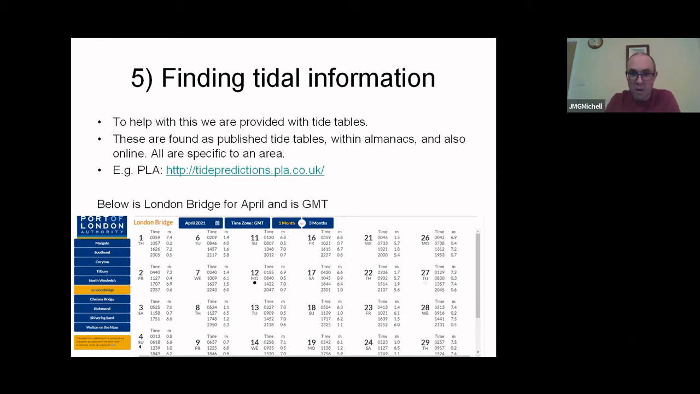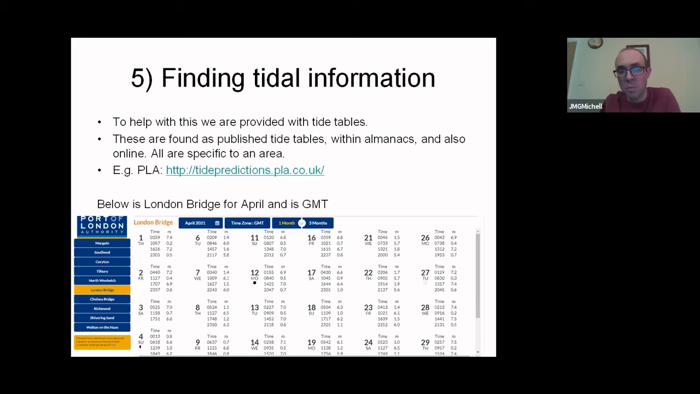So the one I've done a screenshot of here is of London Bridge for this month, and it's Greenwich Mean Time. So what are we? We are the 8th of April. So in the second column, you can see 8th, Thursday. You've got a time column and you've got a meters column. The time column is always done in 24-hour, and the meter column is always done to 1 decimal place.